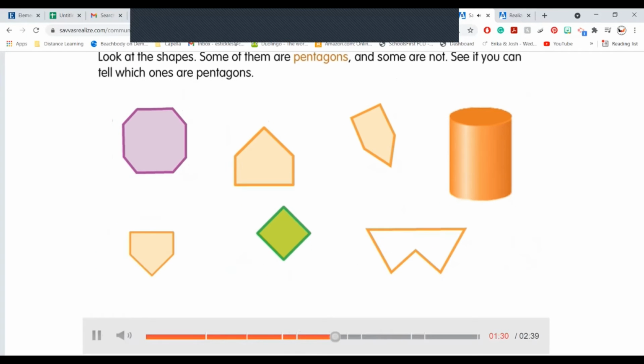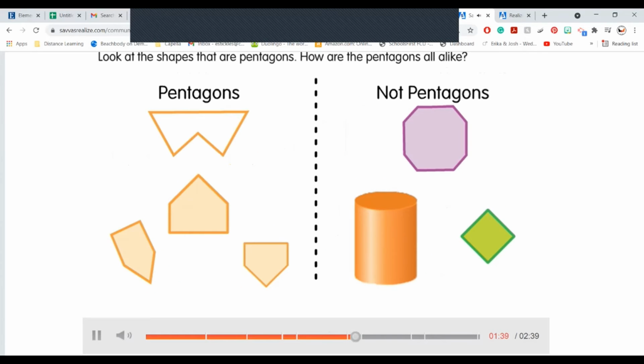Look at the shapes. Some of them are pentagons, and some are not. See if you can tell which ones are pentagons. Okay, so I'm looking for shapes that have five sides to them and five vertices. Do you see any? I see a few. Let's see if you got the right ones. Look at the shapes that are pentagons. How are the pentagons all alike? They have those five sides and five vertices.